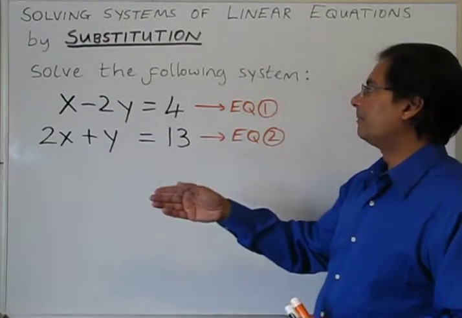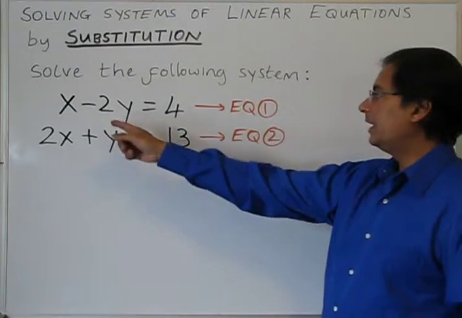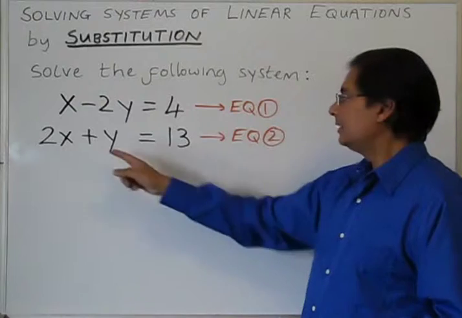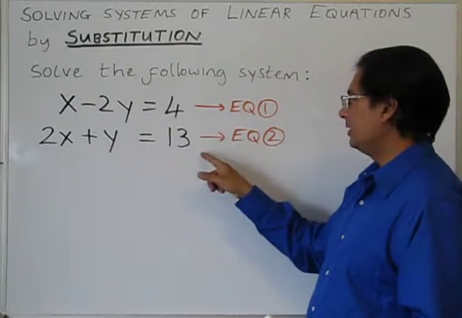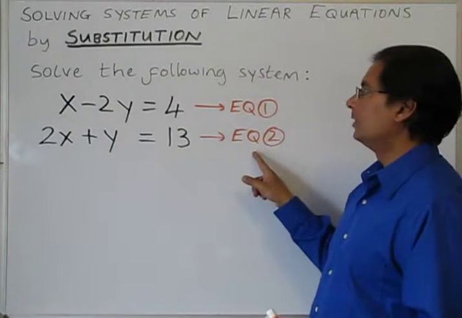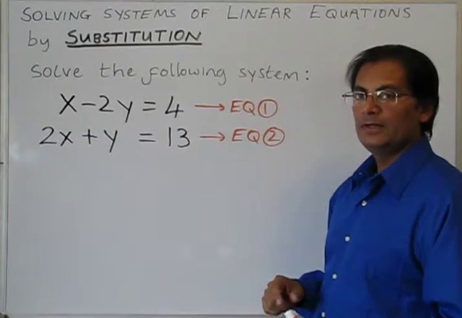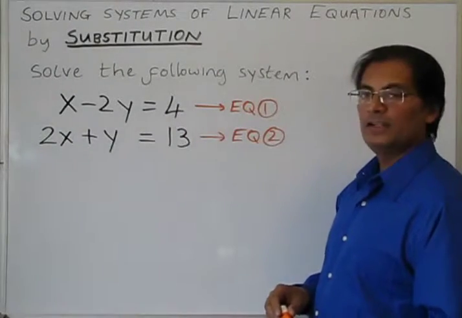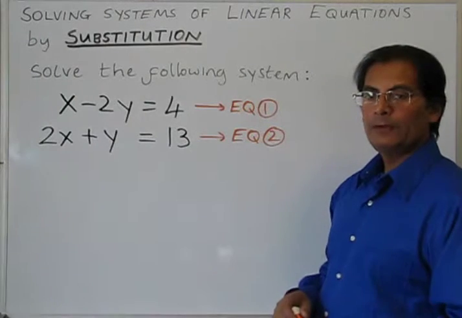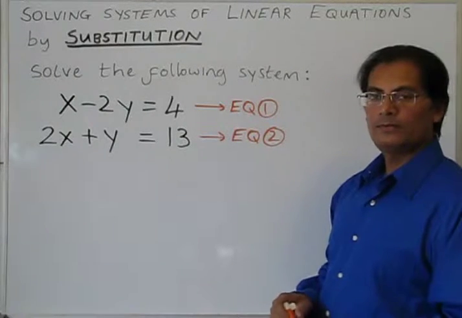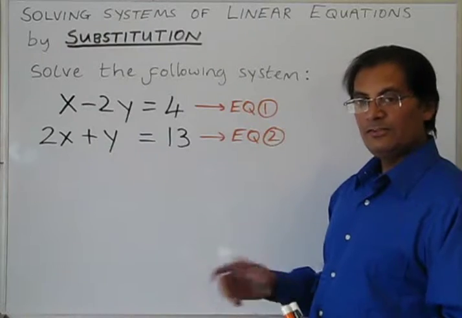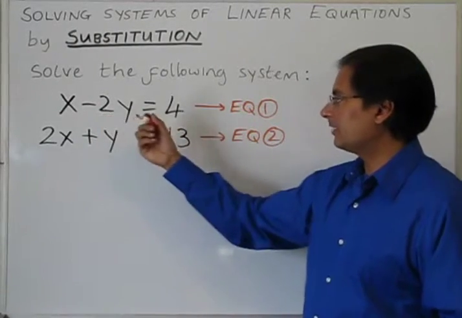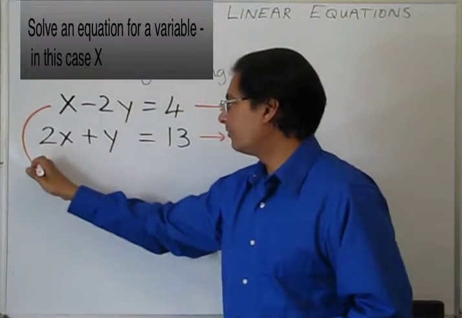Here's an example. Suppose we have this system, x minus 2y equals 4, and I'm calling that equation 1, and 2x plus y equals 13, and we'll call that equation 2. So I want to solve this system algebraically using this method, substitution. The first thing is we look at our equations and figure out if we can solve one of them for one of the variables. The easiest one I see right now is I could solve this top one for x. So I could solve equation 1 for x.